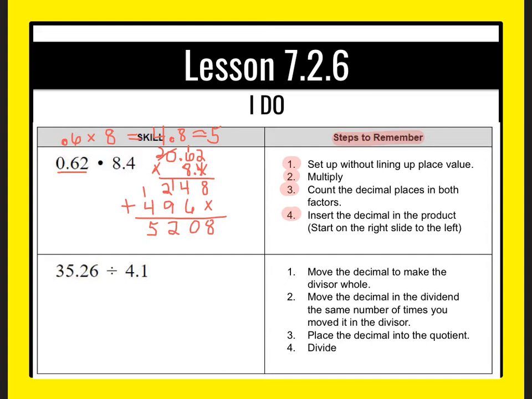So then I go ahead and add these up. And remember, I need to count the decimal places in both factors. If I count these decimal places here, I know I have 2 decimal places, and 1 more gives me 3. So that means I'm going to have to insert the decimal in the product. Start on the right, slide to the left. So therefore, if it's 3 places, I'm going to go 1, 2, 3. So my product is 5 and 208 thousandths, 5.208.